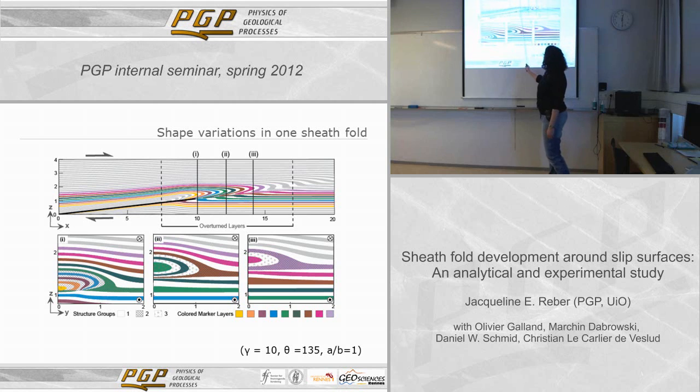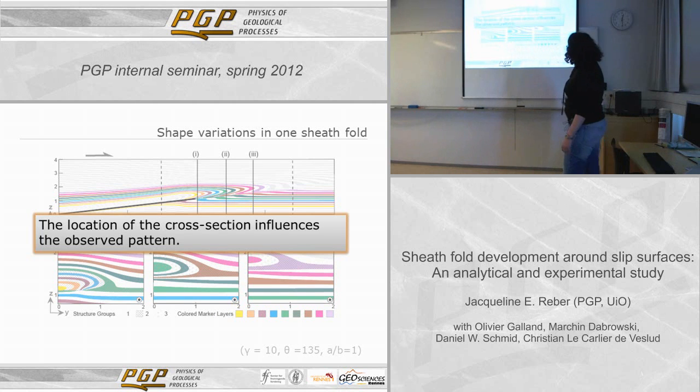But then if we move this cutting plane further away from the tip of the slip surface, we see once more these very nicely closed shapes, and it looks really quite pretty and like a sheath fold, like how we imagine it to be. And even if we move it further away, it's similar. However, if we would cut it up here, then we would just see horizontal layers. So we conclude from that the location of the cross section influences the pattern we observe quite strongly.